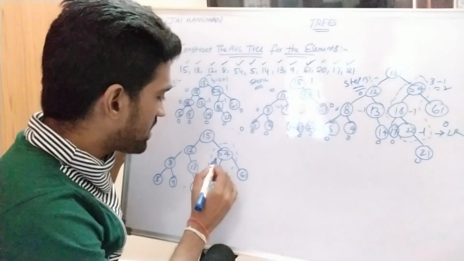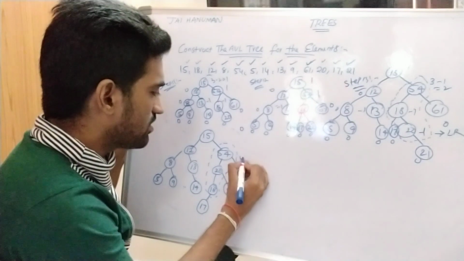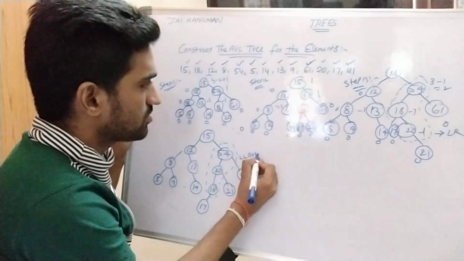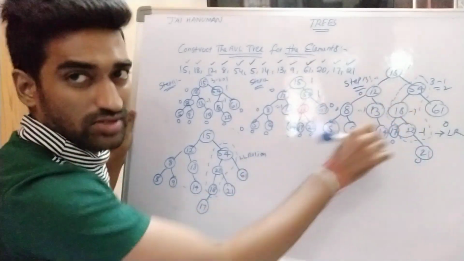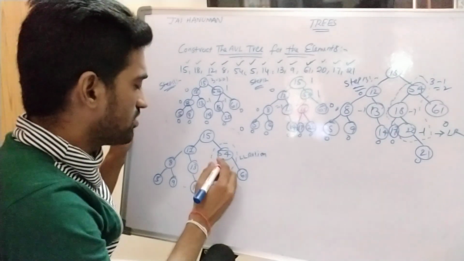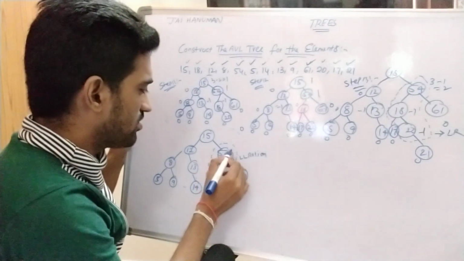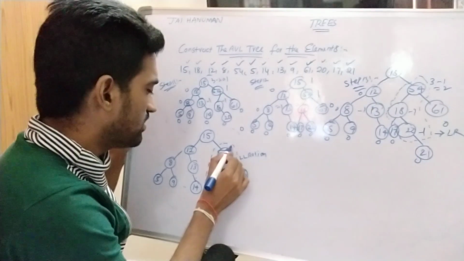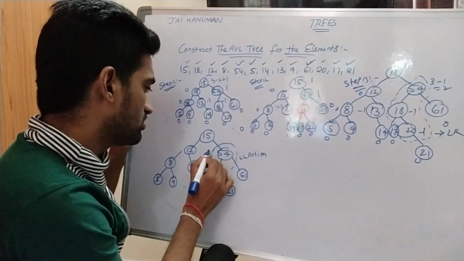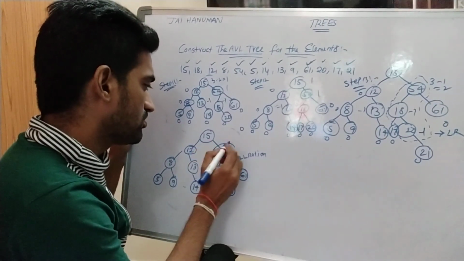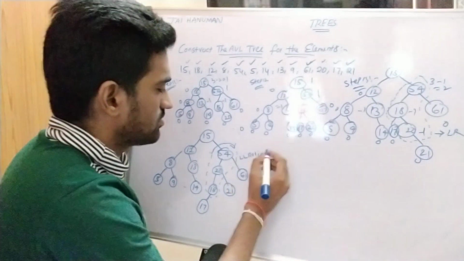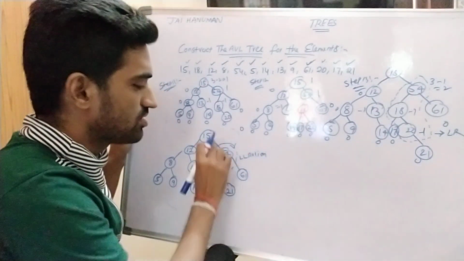So after the first step has been completed, then LL rotation is applied. LL rotation is applied in LR rotation. That is the second step in LR rotation. So after applying LL rotation, the node moves towards the right direction. In LL rotation, the node moves towards the right direction.